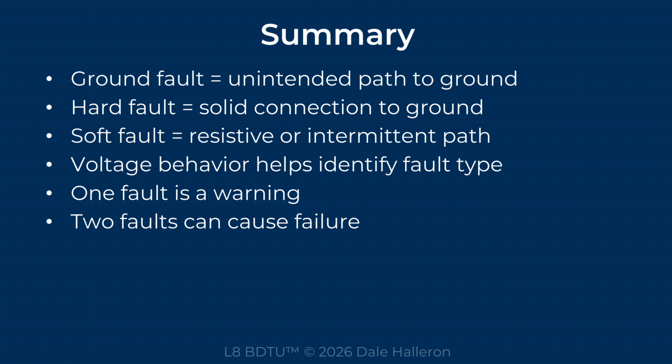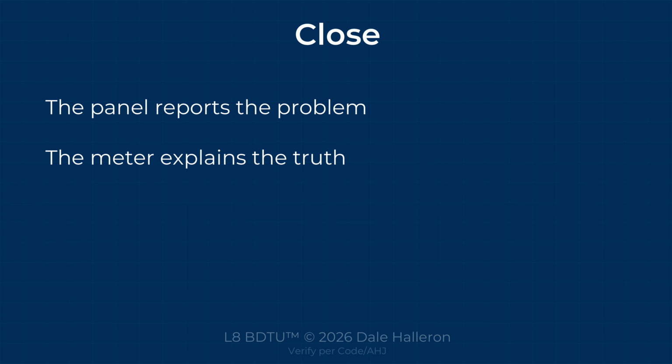In summary, a ground fault is an unintended path to ground. A hard fault is a solid connection to ground. A soft fault is a resistive or intermittent path, such as water. Voltage behavior helps identify fault type. One fault is a warning, two faults can cause a failure. In closing, the panel reports the problem, the meter explains the truth.